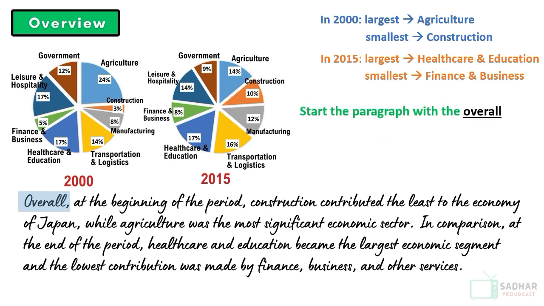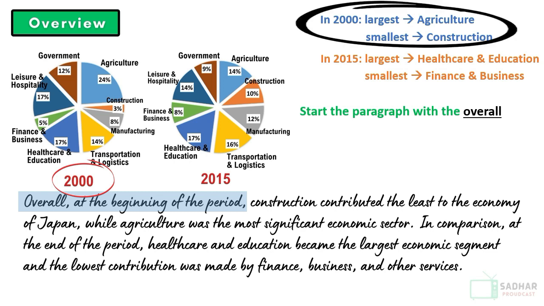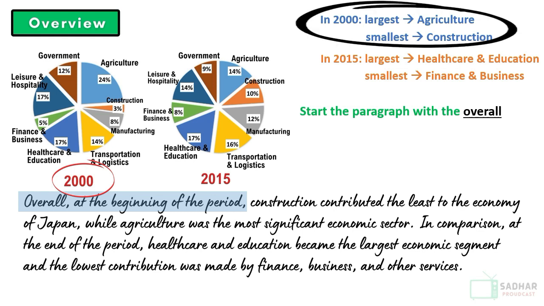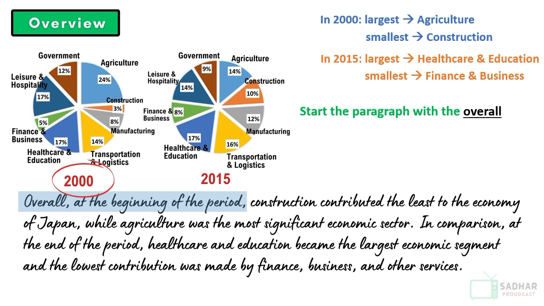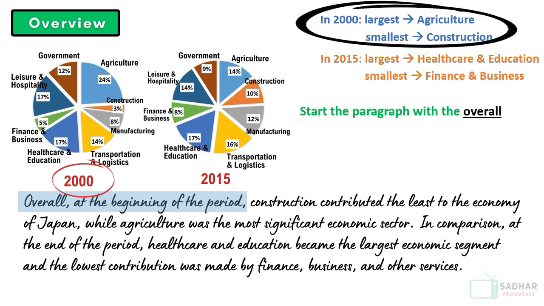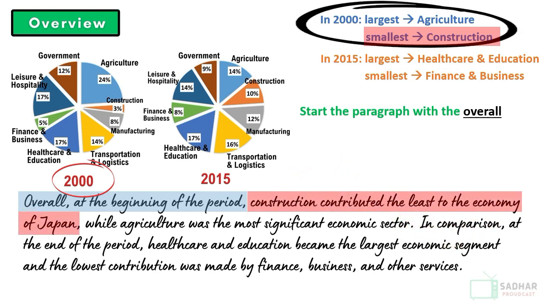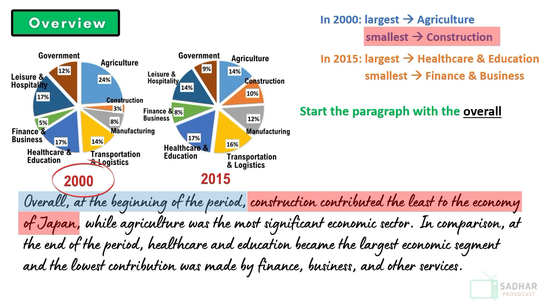Start the paragraph with the word overall because it's an overview. And then we write at the beginning of the period, which is the year 2000. And then we have the data over there. In the year 2000, the largest is agriculture, the smallest is construction. So we write first with construction, which is the smallest. So we can write construction contributed the least to the economy of Japan.